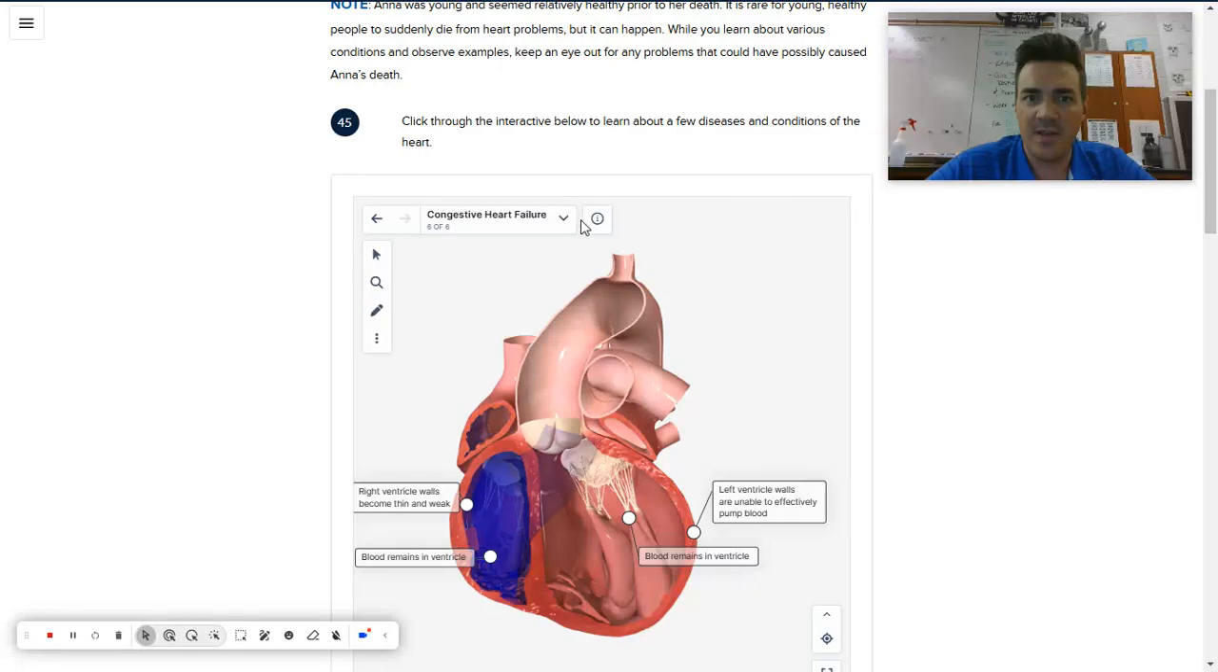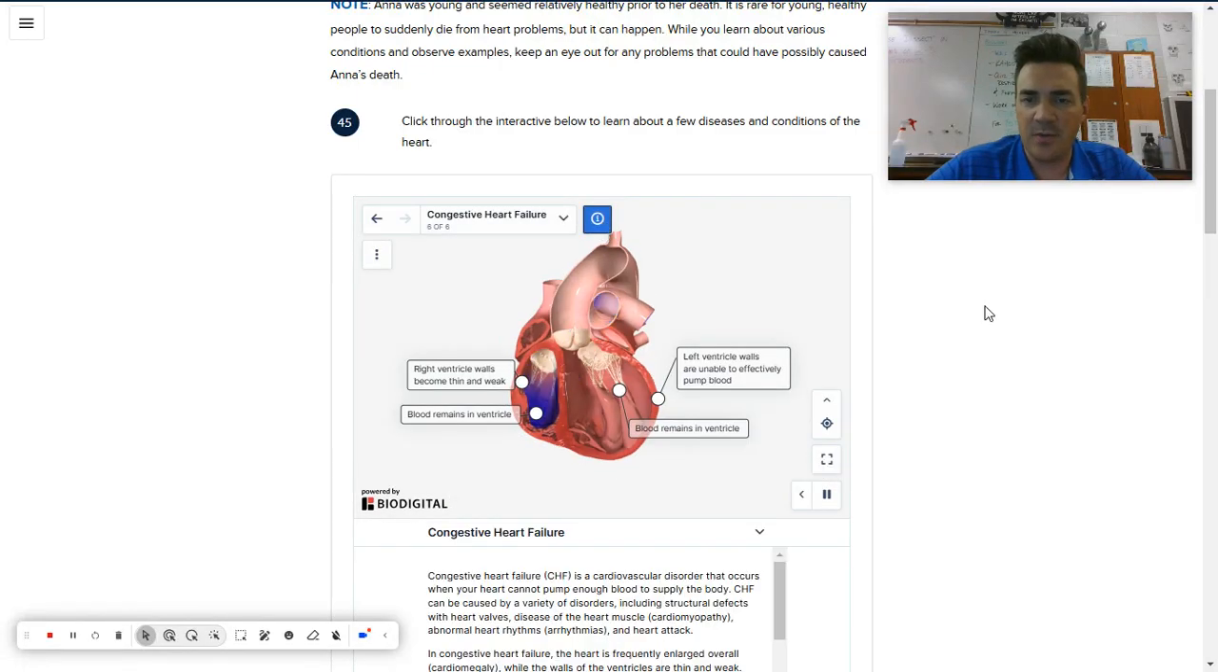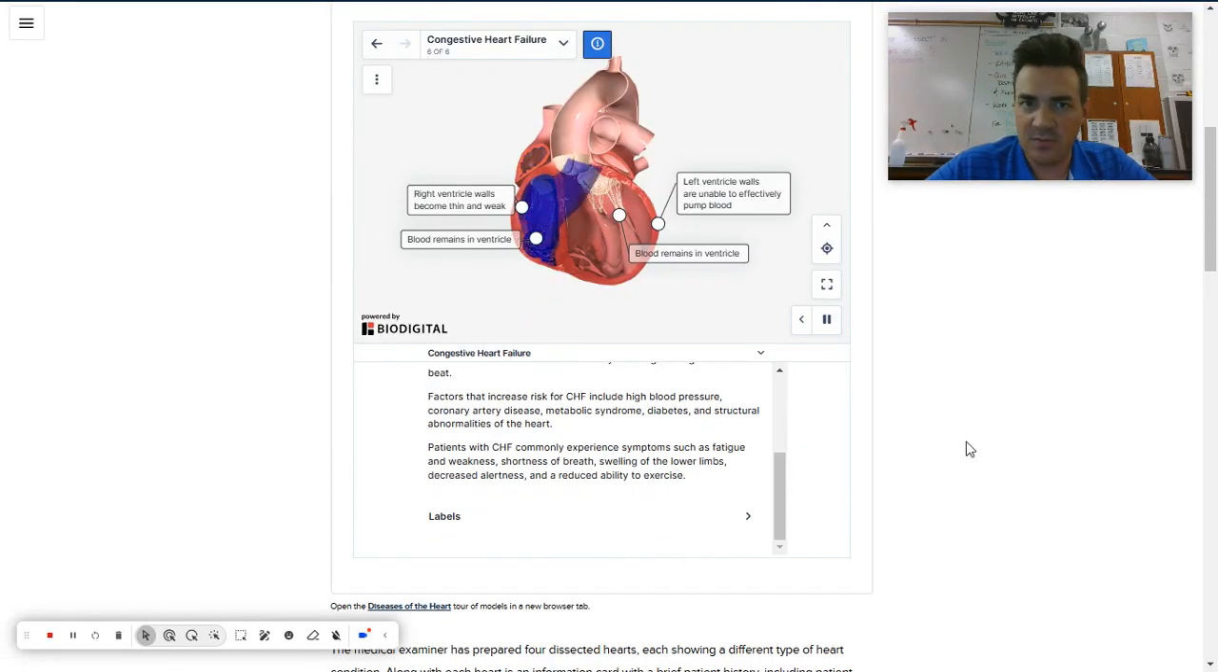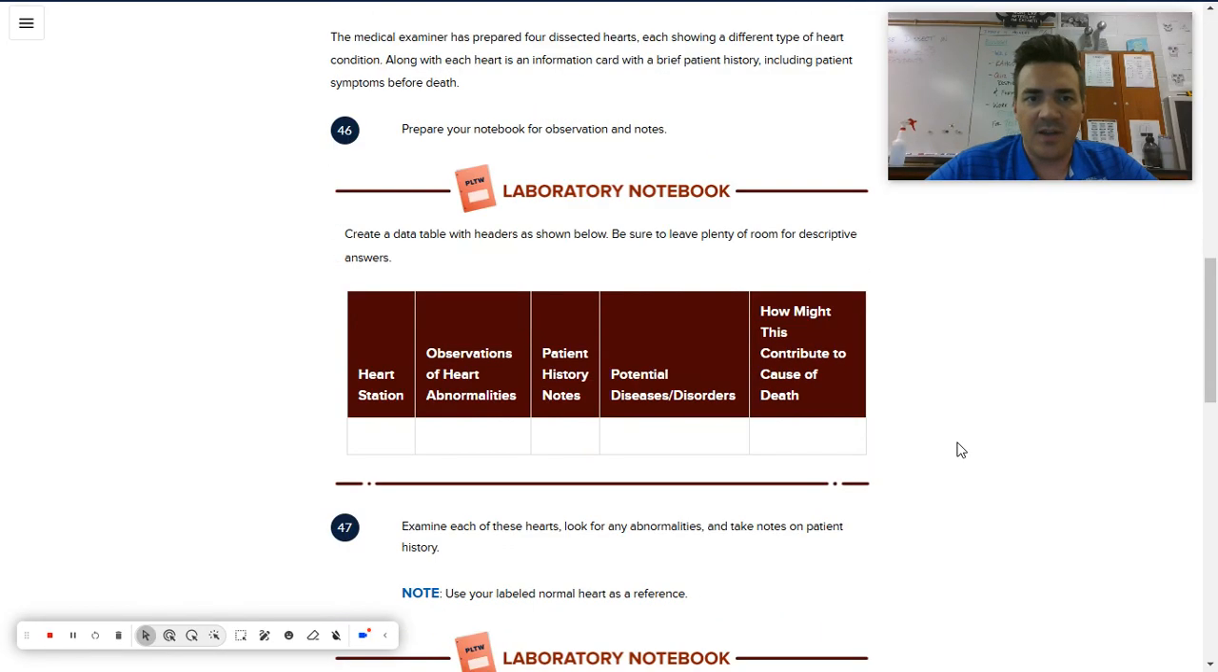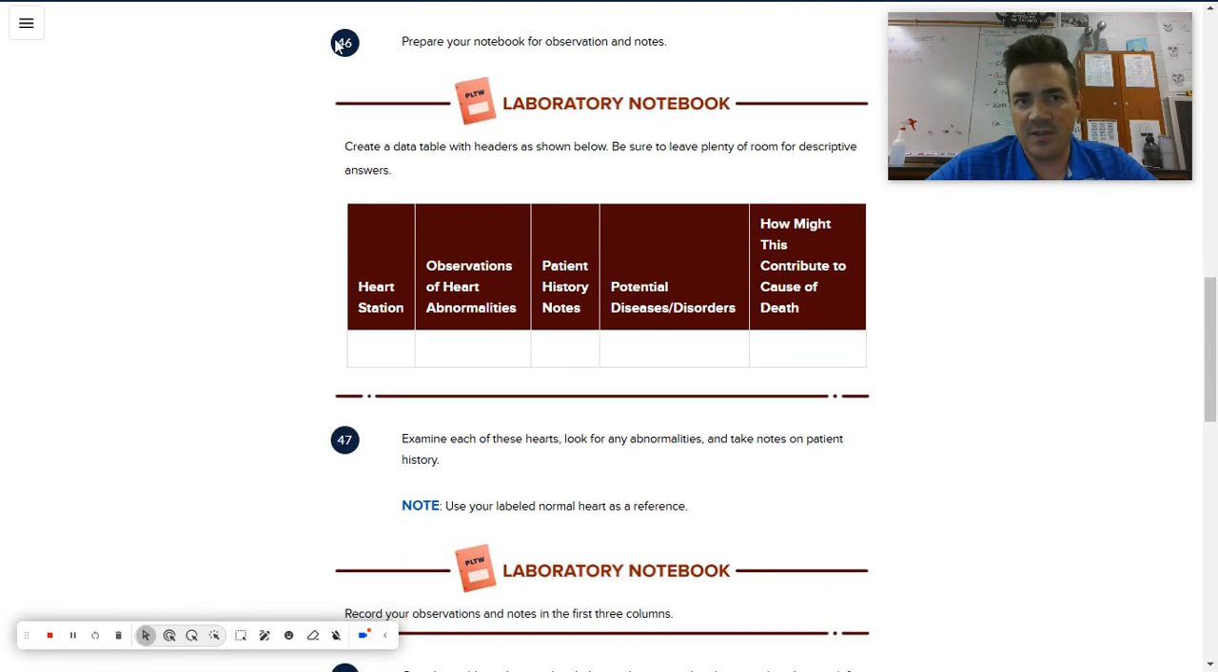So if you haven't yet, I encourage you, when you're going through this here in step number 45, make sure you click the little I info thing, read over this information, and take some notes if necessary. Now, after you've looked at the hearts that are now linked on Canvas, they're supposed to be in the room, but we had some problems with the hearts, so they are linked on Canvas this year. In future years, they might be in the room as well.